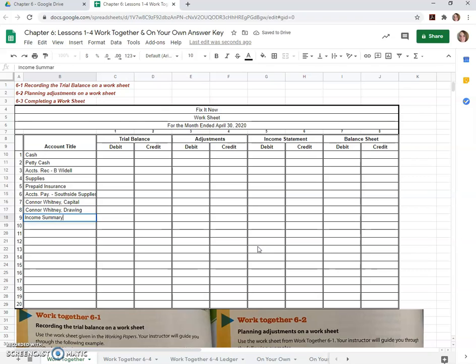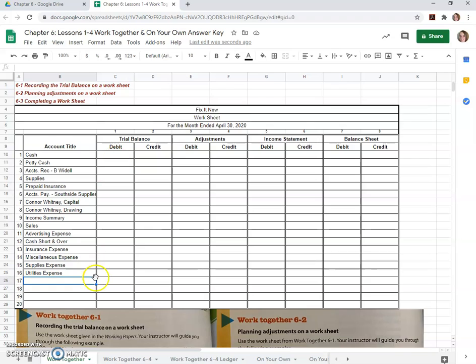income summary, this is probably pretty boring to watch, sales, advertising expense, cash short over, insurance expense, miscellaneous. Remember, we want to write the whole thing if it'll fit. Supplies expense and utilities expense. There's all of the accounts that we have in our chart of accounts.